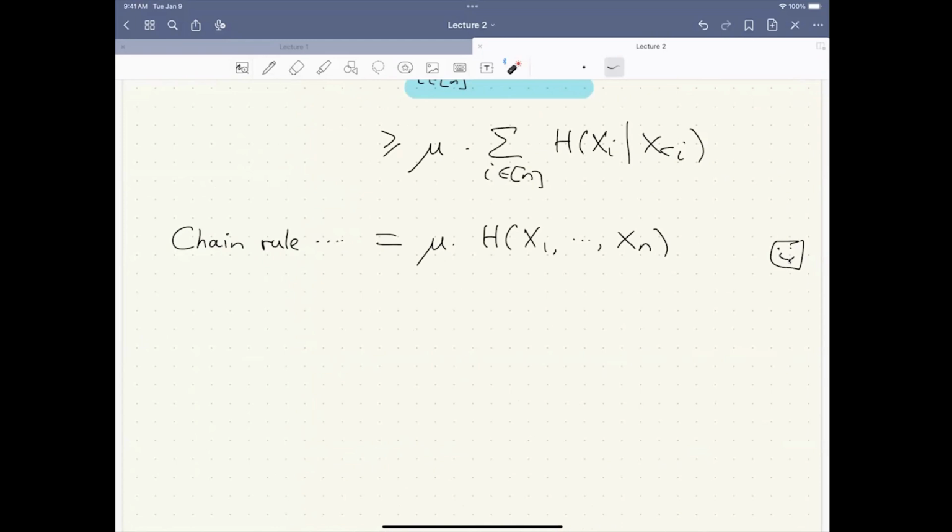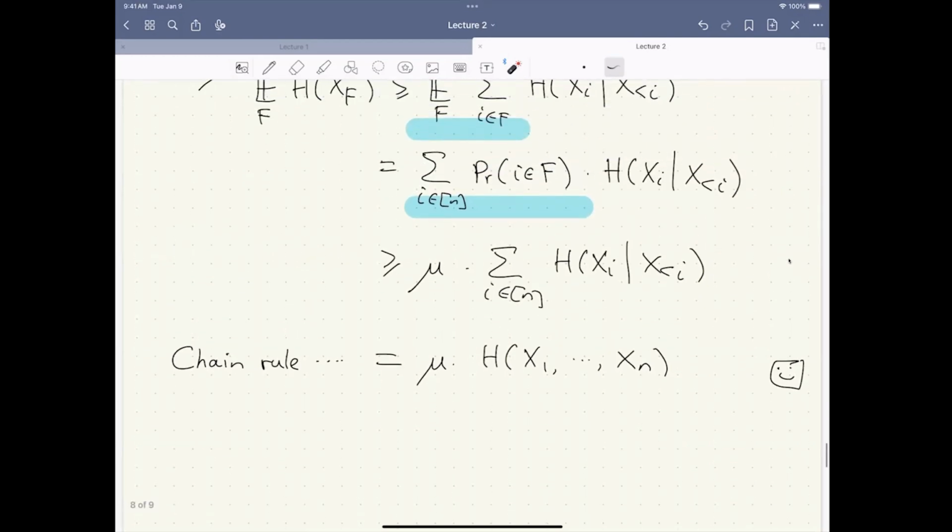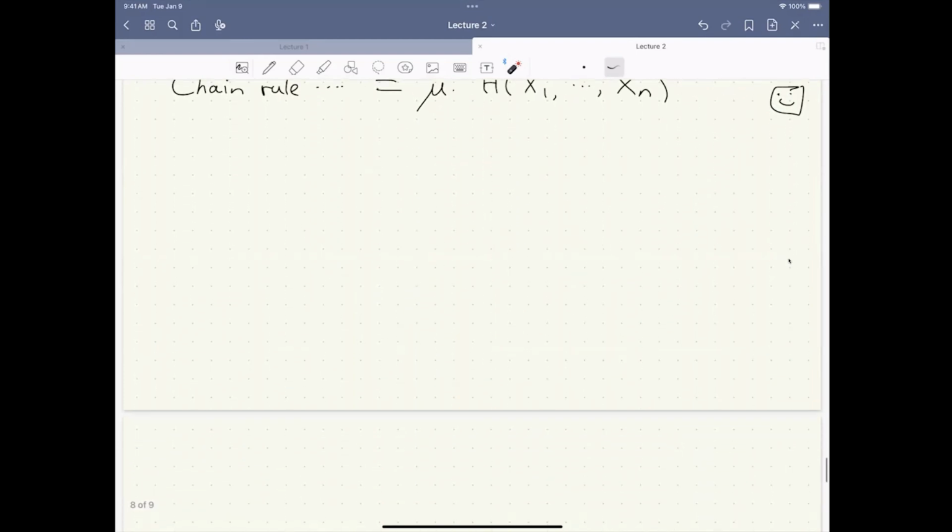Okay. Now let's see some application of Shearer's lemma. If there's no question, let me see. Okay, good. There's no question. Application.